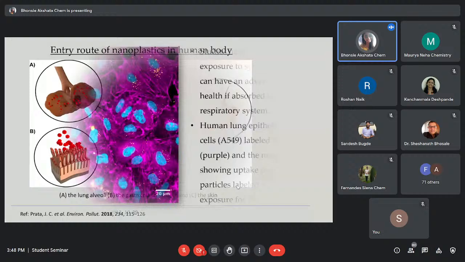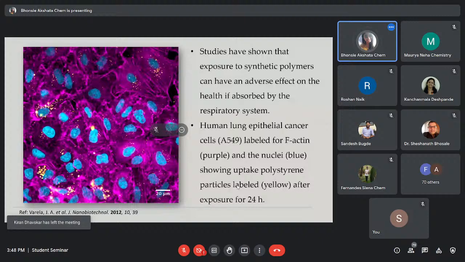Not only that, there was a study done on human lung epithelial cancer cells, in which the cells were stained. What you can see stained in purple are the cells, the ones stained in blue are the nuclei, and the yellow ones are the nanoparticles. So it can not only transmit through that tissue barrier from the lungs, it can also enter inside the lung epithelial cells, endocytotically or otherwise. So it is shown that it can also enter inside the cells.